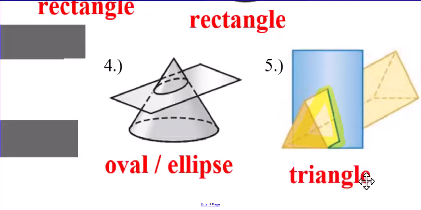So yes, this is going to make a triangle. It might not be the exact same triangle like you have in the front. That might be an equilateral triangle in the front. I don't know. So it might not be an equilateral triangle, but it's still going to be a triangle.